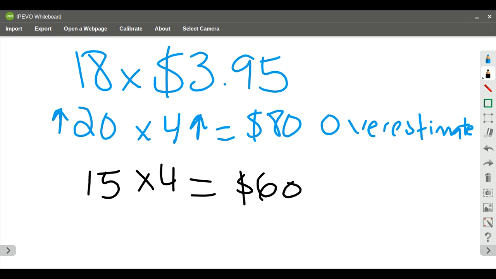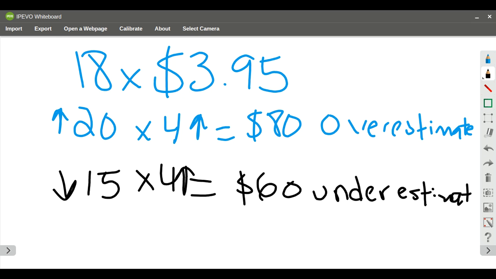Now let's take a look at what I did here. Here, I rounded down, and here, I rounded up. Because the amount that I rounded down here was larger than what I rounded up here, this is going to be an underestimate. So which value is going to be the better estimate? The value that's going to be the better estimate is actually going to be the 15 multiplied by 4, because I only rounded down a little bit here, and then I rounded up a little bit here. So this is going to be closer to my actual answer than 20 multiplied by 4. Okay.